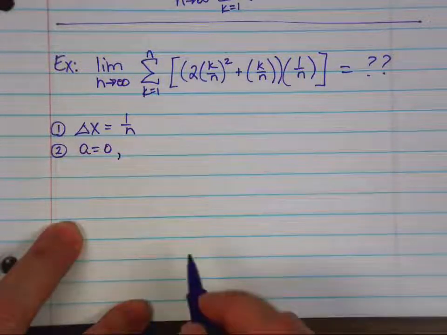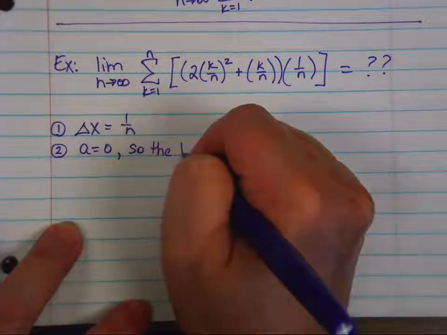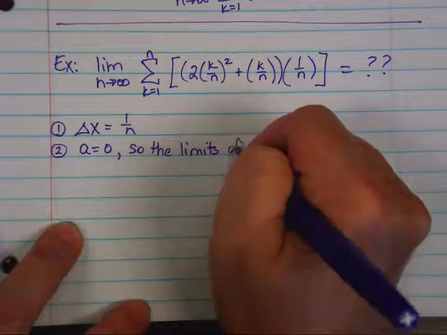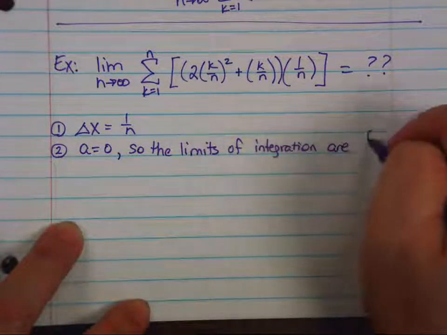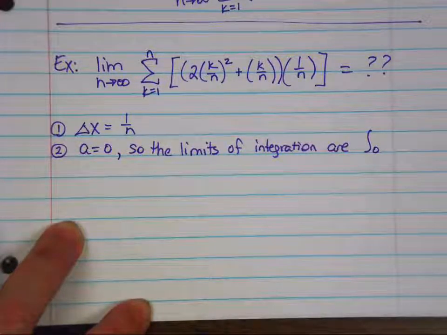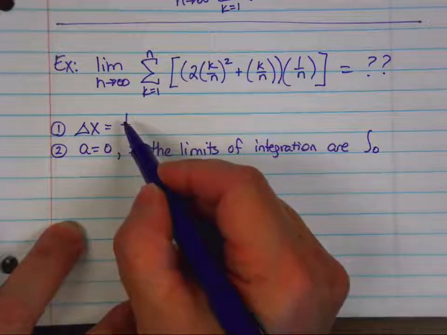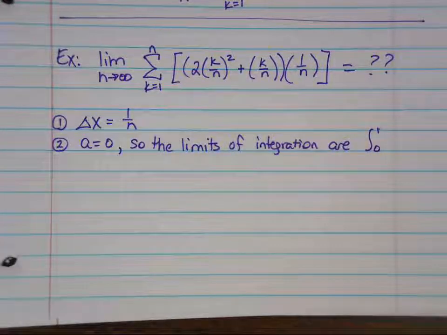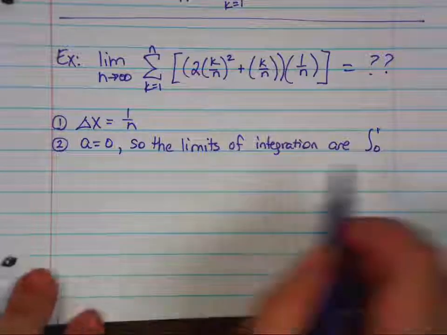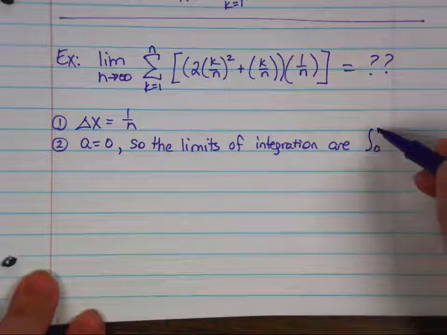And knowing that, I can actually find b. So the limits of integration are from 0 to what? 1. How do you know it's 1? Because this top thing is b minus a. So b minus a has to be 1. Isn't that how you found the top of delta x? You subtracted your limits of integration? So if you know the bottom one, you can figure out the top one.